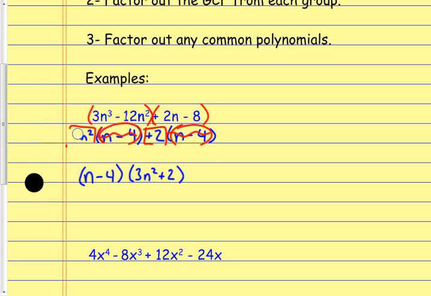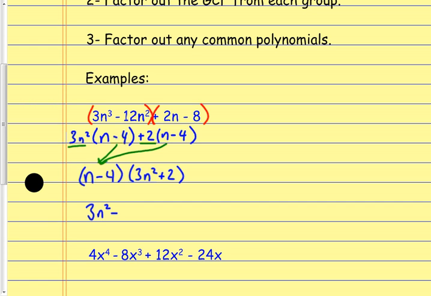Let me redraw this just so it looks really nice for us. Again, we factored out that greatest common factor, the 3n squared, which left me with the n minus 4. We factored out the plus 2, which left me with the n minus 4. So now I've taken this n minus 4, rewritten it in one location, and that leaves me with the 3n squared plus 2. Okay? And again, I could write this in any order. It's multiplication, so I could write the 3n squared plus 2 first, and then the n minus 4. Either one of these would be acceptable as an answer.